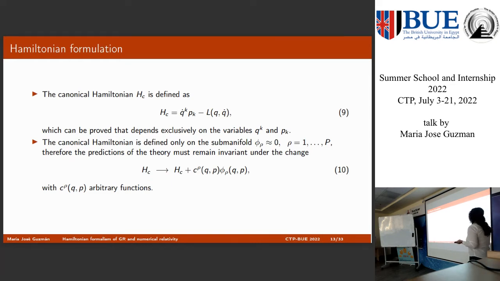Since these primary constraints that I defined previously are weakly zero on the hypersurface, you can also prove that the predictions of the theory remain invariant if I change this Hamiltonian by a linear combination of primary constraints, where the coefficients are arbitrary functions of the positions and the momenta.